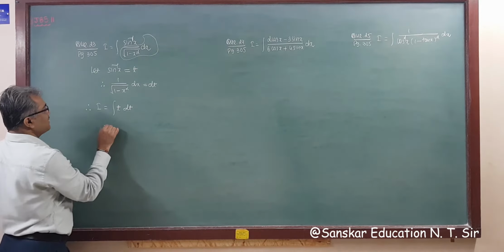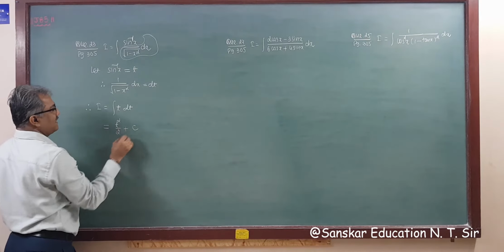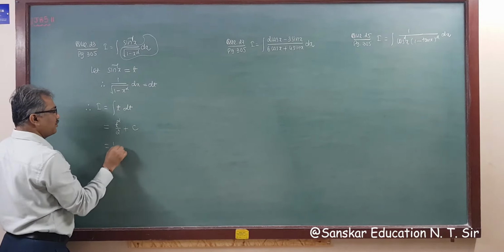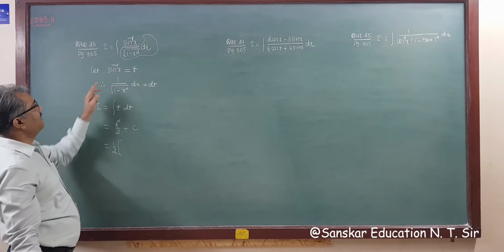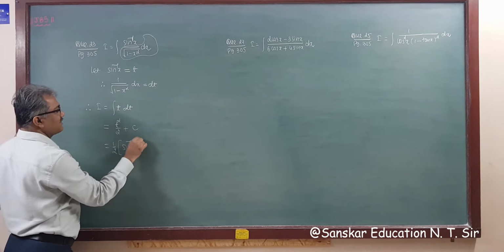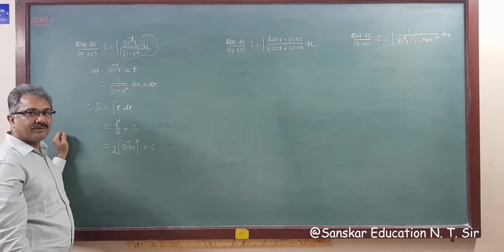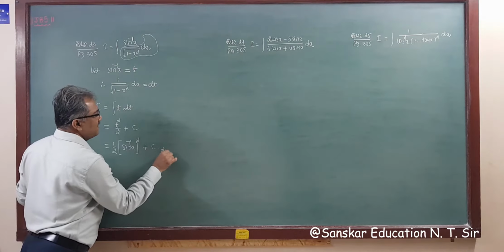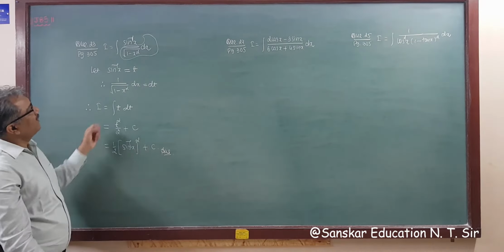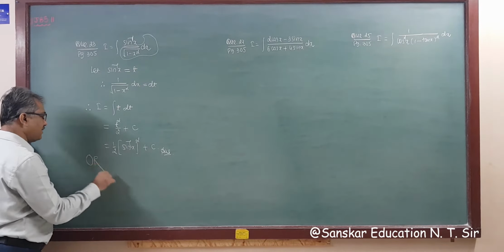So the answer will be t square by 2 plus c, which is 1 upon 2 t square plus c. Now what is t? t is sin inverse x. So the answer is 1 upon 2 of sin inverse x whole square plus c. This is your answer. Got it? So it's a very easy example, right? Otherwise you can solve it by another method.